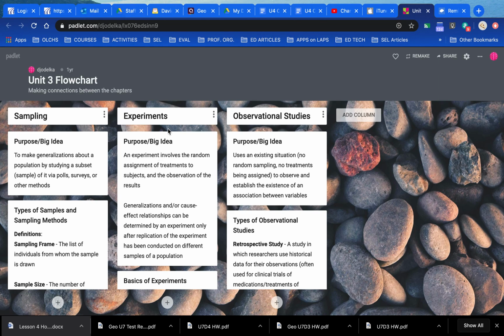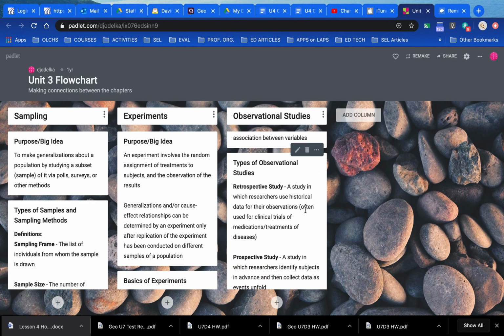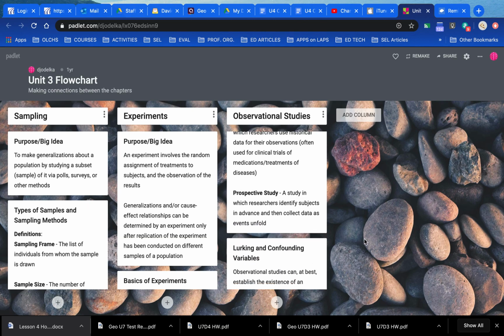Whereas an experiment would be almost more like PhD work. That's where you are physically designing the experiment, administering treatments, observing what happened, and analyzing your data. So, observational studies, to give you a general idea: one type, a retrospective study, is when you look back on historical data for someone's observations and maybe draw a different conclusion from it or analyze their analysis. A prospective study would be when you identify subjects in advance and then you watch it unfold. It's almost like a documentary.